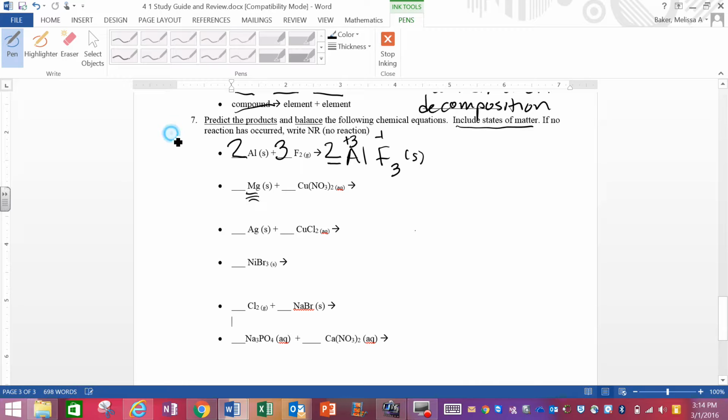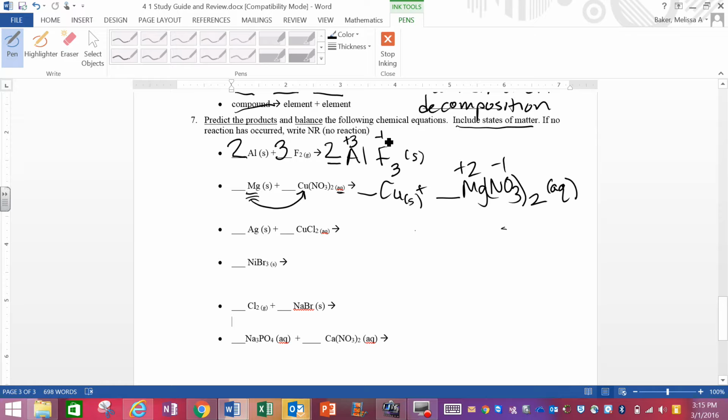Next one, I've got to check my activity series because this is a single replacement reaction. I need to check to see if magnesium is more powerful than copper. Turns out it is. So now copper got kicked to the curb and magnesium is now with nitrate. Magnesium's a plus 2, nitrate's a minus 1, so that becomes Mg(NO3)2. And that's balanced. That's the good news. Copper would be a solid. I see this is aqueous here. I'm going to check my solubility table, and anything with nitrate is soluble. So that would be aqueous.